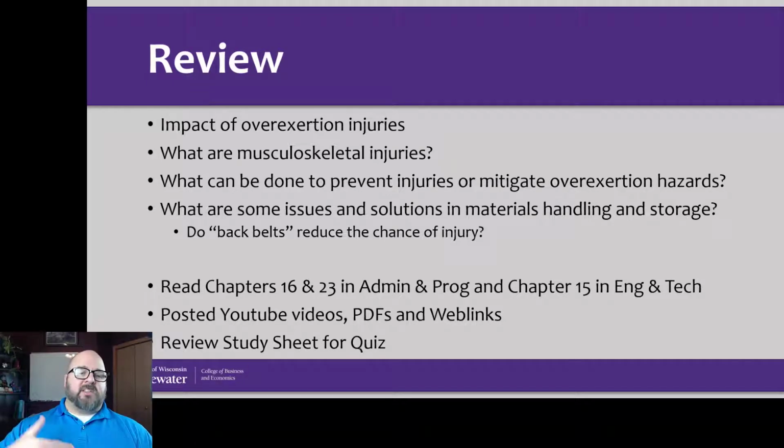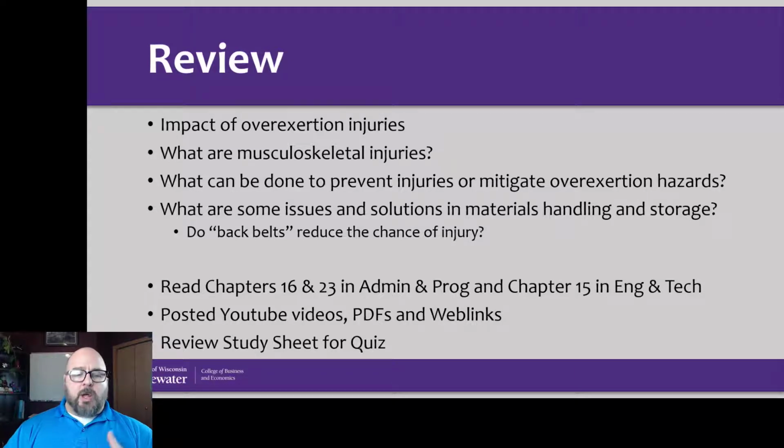So I want you to basically understand the overall impact of musculoskeletal disorders in the workplace, what some of the injuries are. I kind of covered those. The book will actually supplement things I had talked about here. I kind of talk more from an application and experience. The book gets into the nuts and bolts.